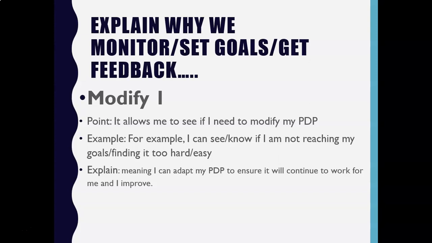The example of that is, I can see or know I'm not reaching my goals or finding it too hard or too easy. Okay? So that's your example of that. I can see or I hear or I know that I'm not reaching my goals or I'm finding my PDP too hard or too easy. The explanation for this is, meaning I can then adapt my PDP to ensure it will continue to work for me and I improve.